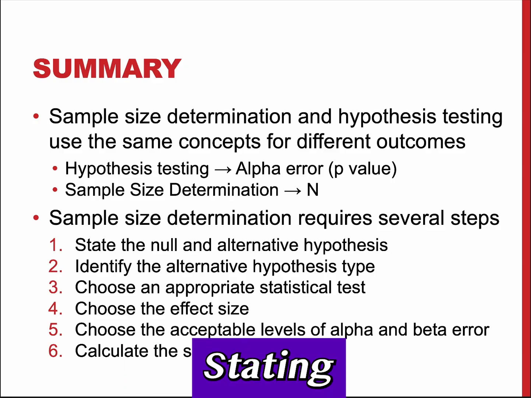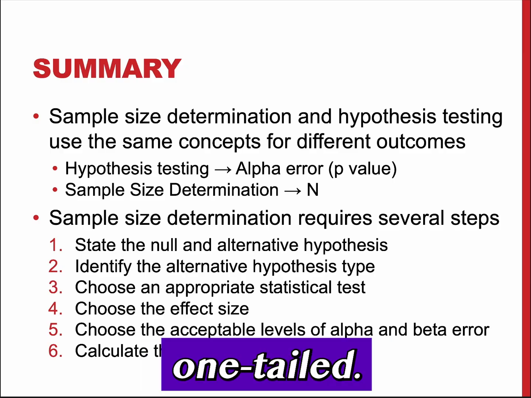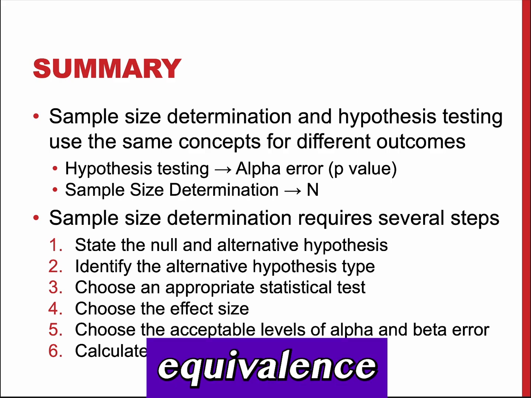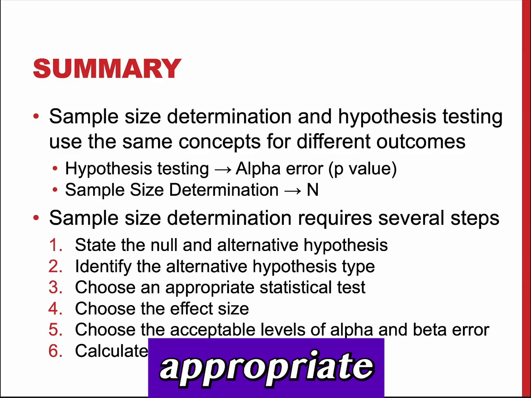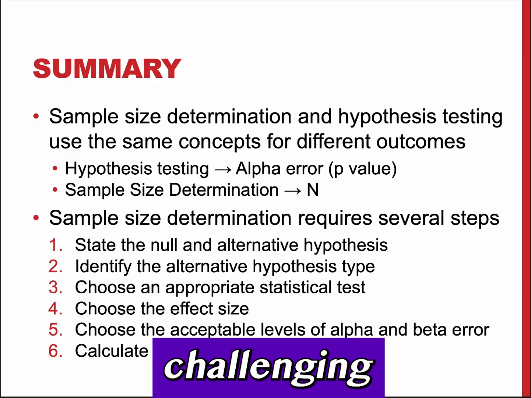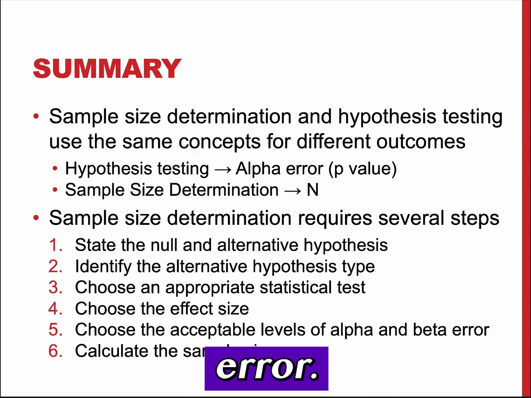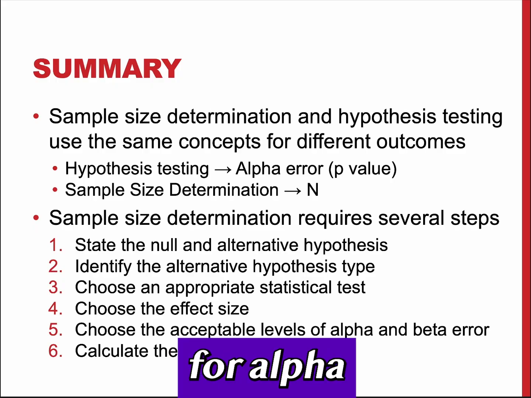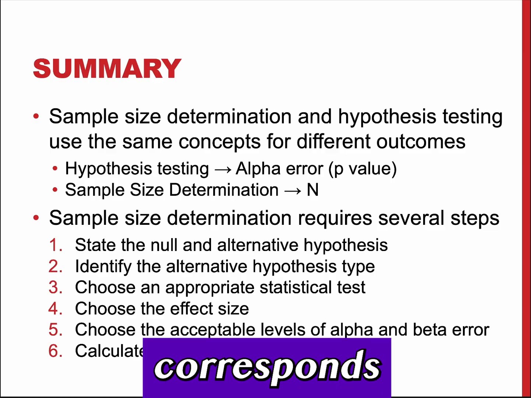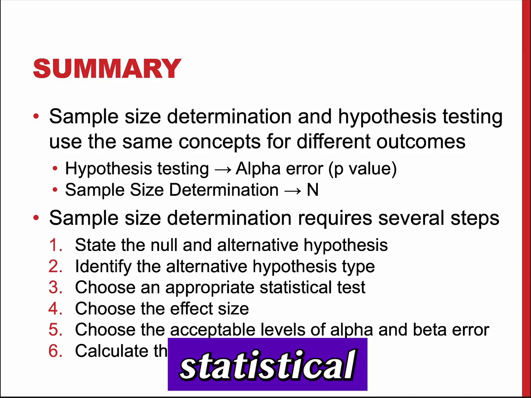These include stating the null and alternative hypothesis and whether the alternative hypothesis is two-tailed or one-tailed, identifying the alternative hypothesis type, superiority, equivalence, or non-inferiority, choosing an appropriate statistical test, choosing the effect size. This is often the most challenging step as it requires judgment. Choosing the acceptable levels of alpha and beta error. Typically, this is 5% for alpha error and 20% for beta error. A 20% beta error corresponds to 80% power. And final step, calculating the sample size using statistical software.